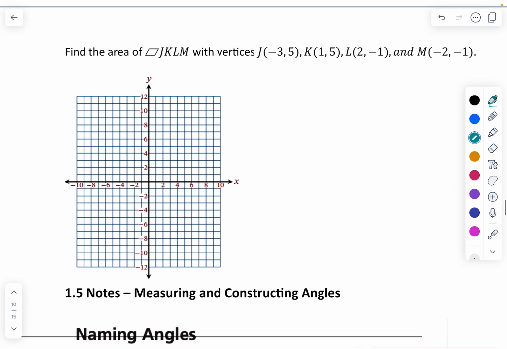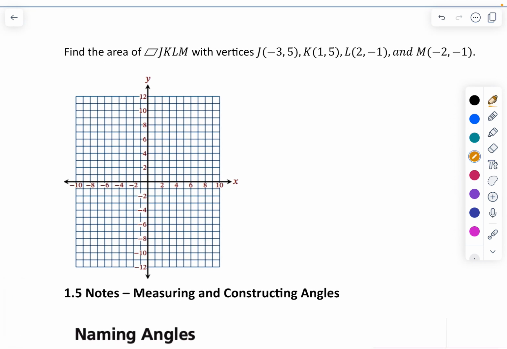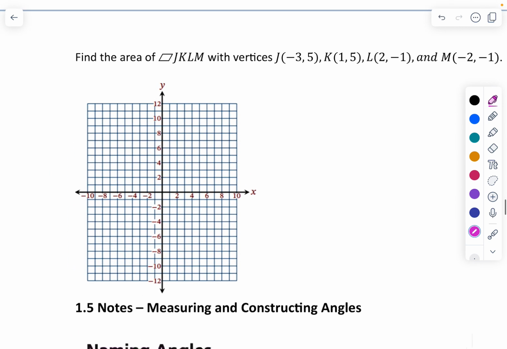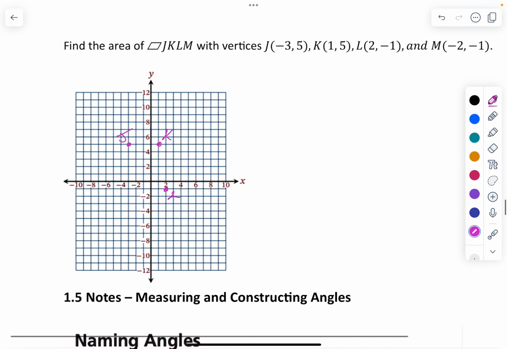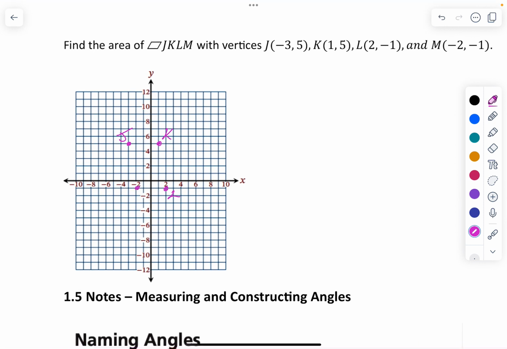Finally, we have a non-triangle. We have parallelogram JKLM. So let's plot that. J is -3, 5 right there. K is 1, 5. L is 2, -1. And M is -2, -1. There we go. So we can see our parallelogram here.